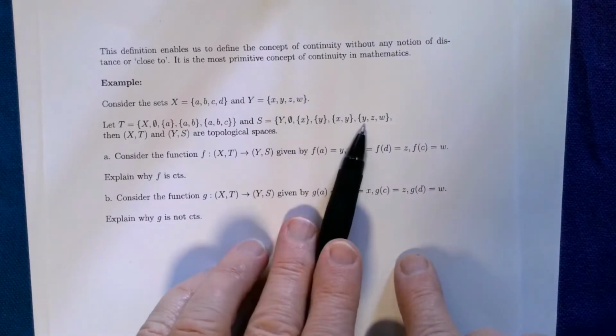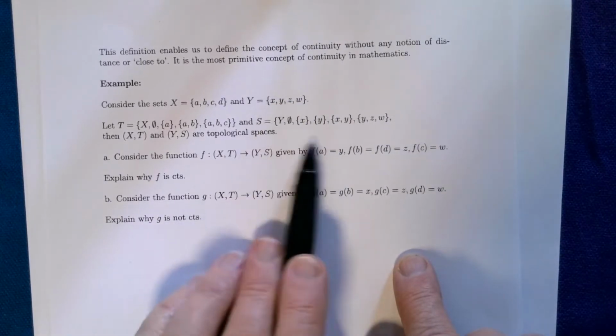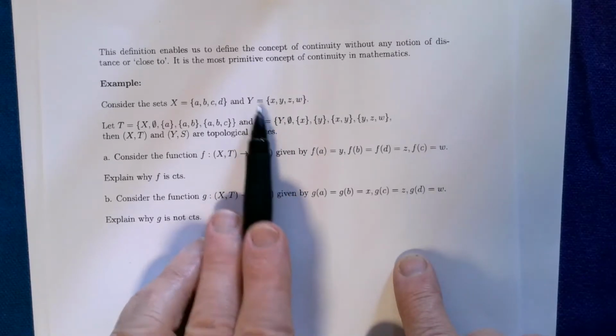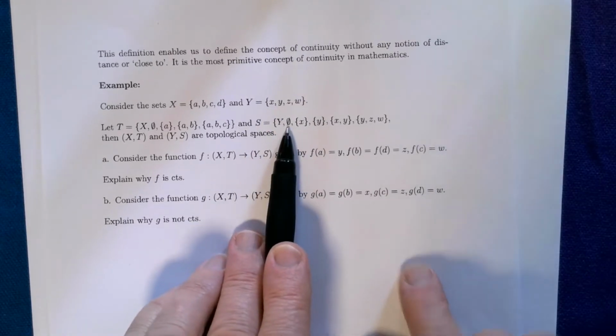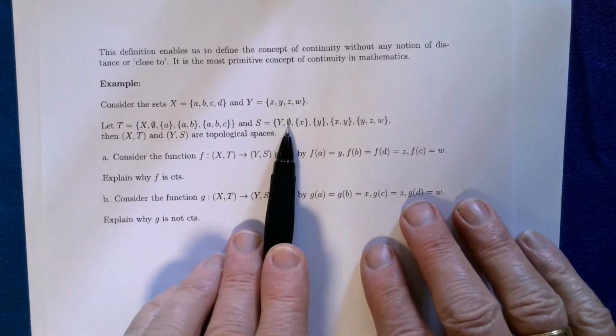Now I do a similar thing here. I'm going to take a topology on this one. Again, it's got to have the whole set. Y has got to be there. The empty set's got to be there. This time I'm going to do a similar thing.